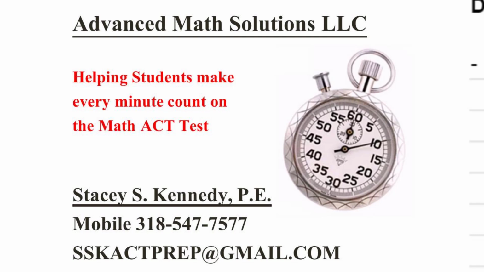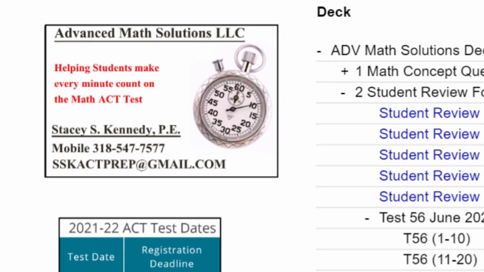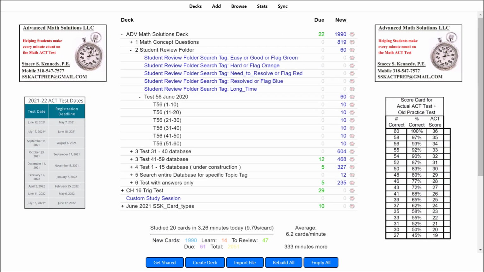I number all my tests in order I receive them, so this test will be test number 56. The software I'm using to display the problems is called Anki Software. If a student is looking to make a perfect score on the math ACT, I strongly suggest using Anki Software.